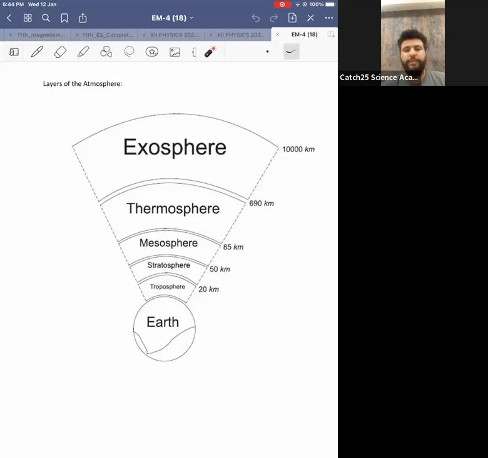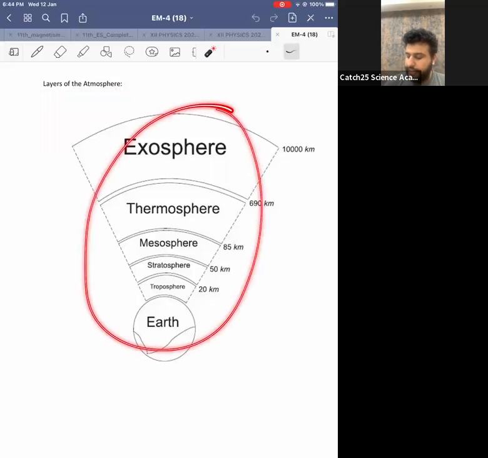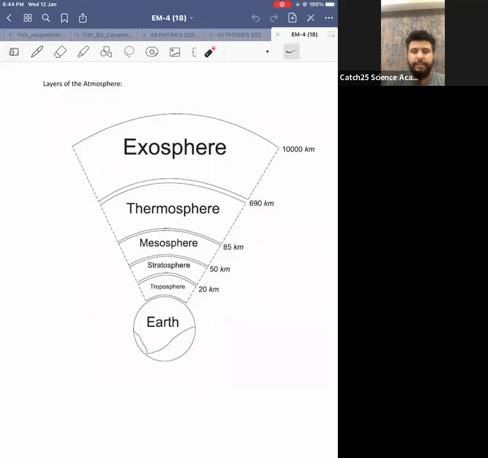Okay, so the next topic is layers of atmosphere. And this is the diagram we have to draw for layers of atmosphere. So I'll give you all 2 minutes. Write the side heading layers of atmosphere. Draw this diagram. So before you draw this diagram, listen to me.